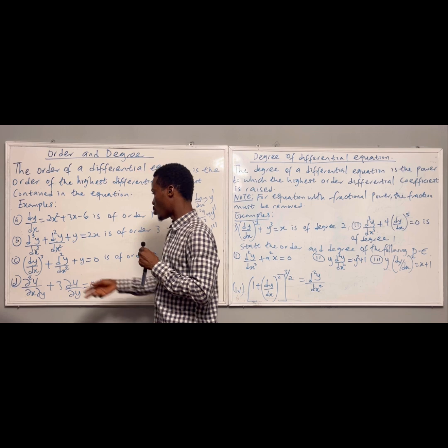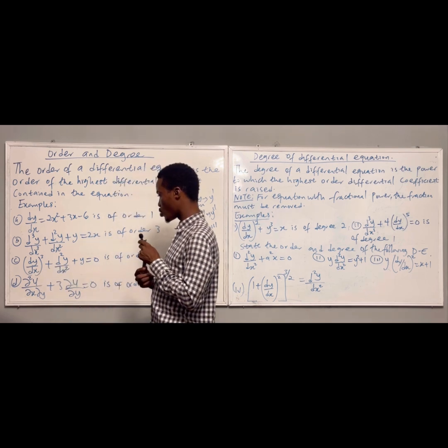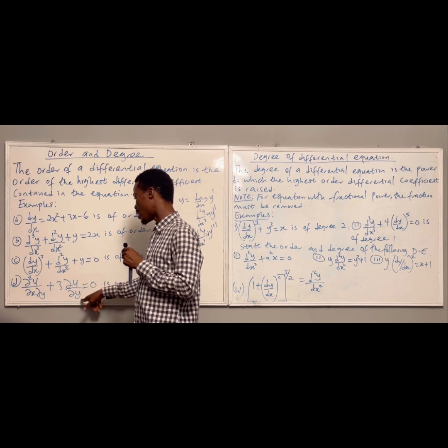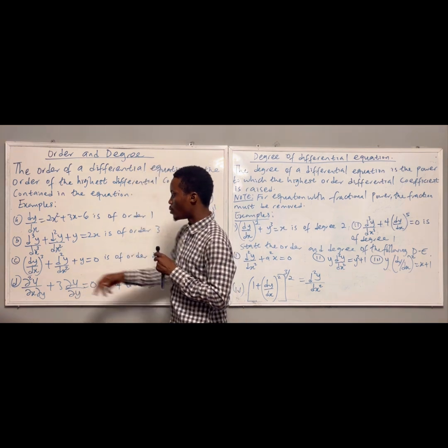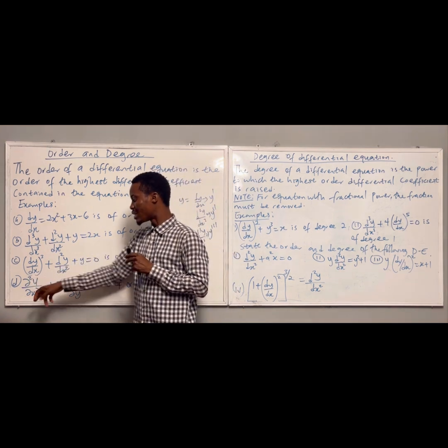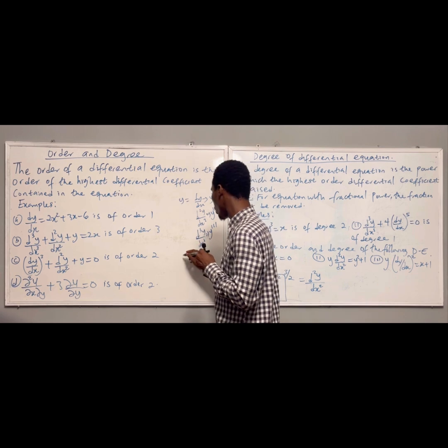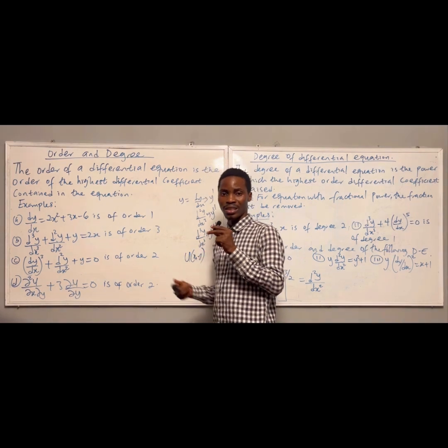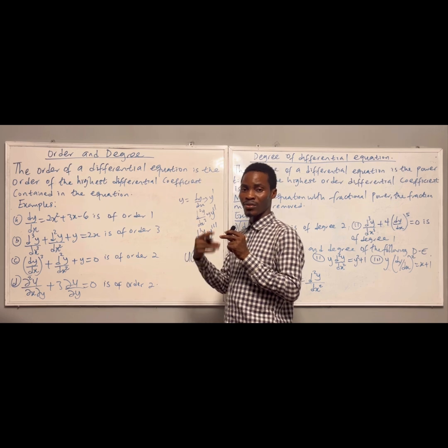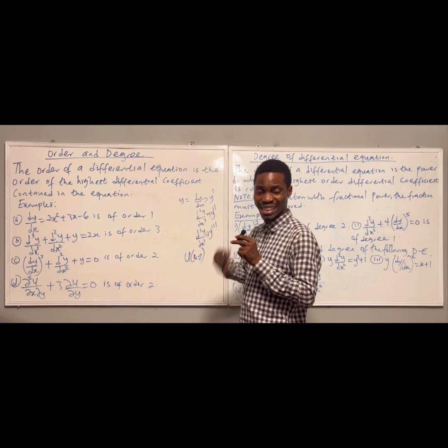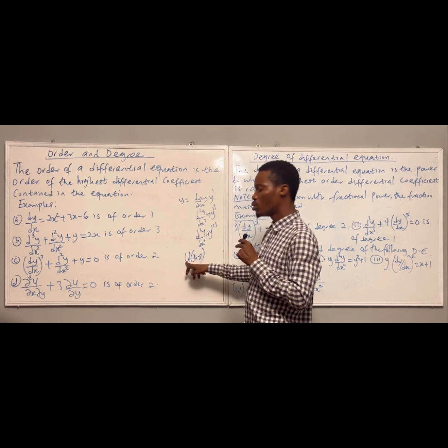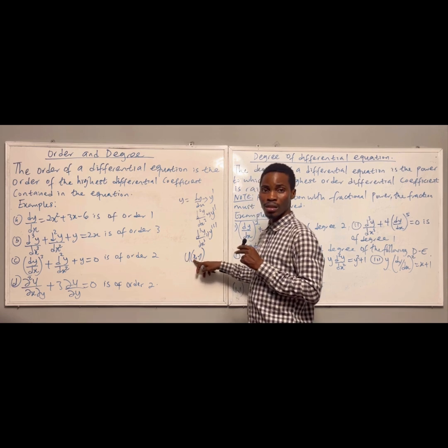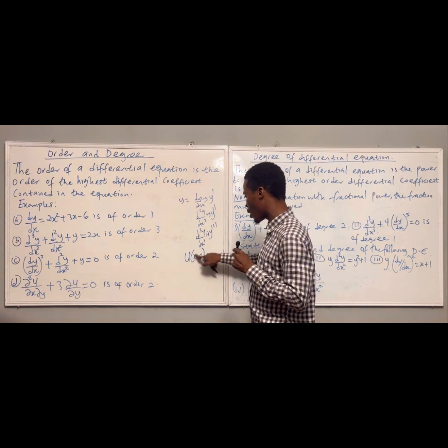So let us now consider the partial differential equation. d squared u over dx dy plus 3 du over dx is of order 2. Why? Since this is d squared u over dx dy, it means we have u of x comma y. You know that a partial differential equation is a differential equation in which the dependent variable depends on several independent variables. You can say u is a dependent variable that depends on more than one independent variable, x and y.